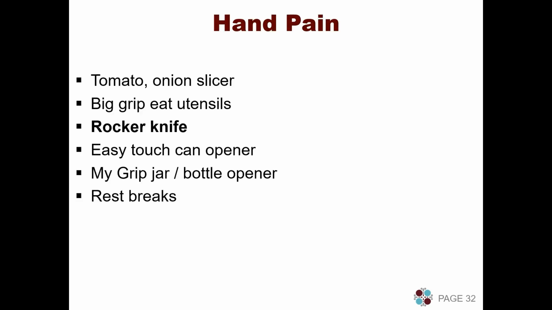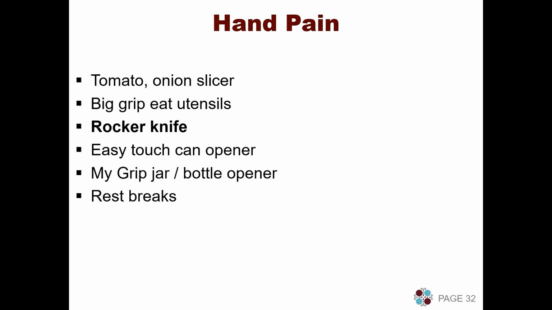For individuals with hand pain, a tomato or onion slicer is a great recommendation. You essentially just place the onion or tomato inside the slicer, and it's a cut and push in one simple step versus multiple chopping or cutting or slicing, which again takes a lot of stress to the joints and hands. So you're promoting joint protection. Also, it's a safer option for individuals as well.